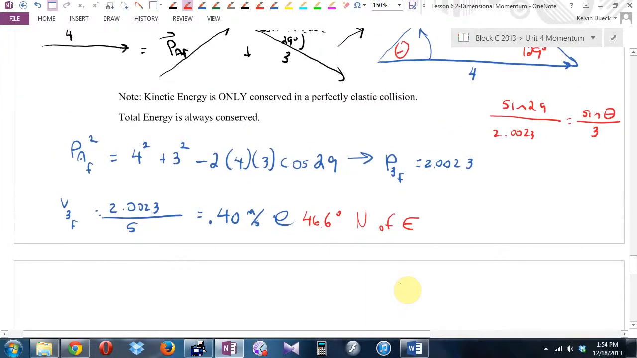And I read a little note here, just a reminder. Kinetic energy is only conserved in that magic term, perfectly elastic collision. Remember last day we gave you the terms: inelastic, sticks together; elastic, bounces apart, like a rubber band, rubber bounces. And then we have this magical perfectly elastic, where not only do they bounce apart, but they bounced apart at a 90-degree angle, you had identical masses, and kinetic energy was conserved.